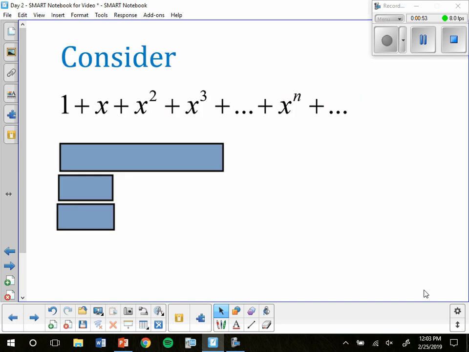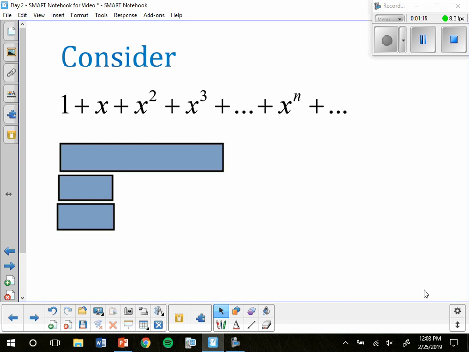We're going to look at this series: 1 plus x plus x squared plus x to the third, and it keeps going. When does it stop? Never. It goes on forever and ever. It is an infinite series. Is it a power series? Yes.